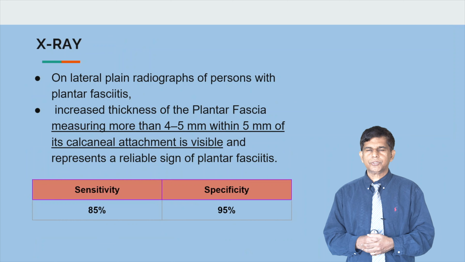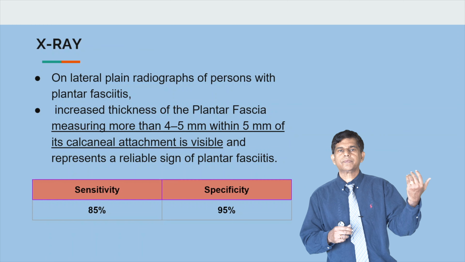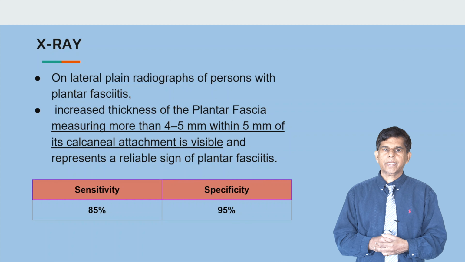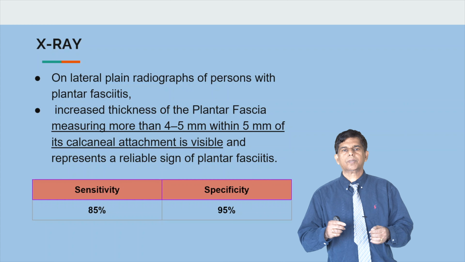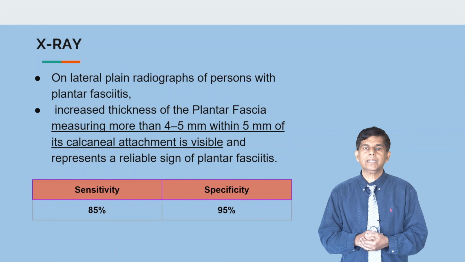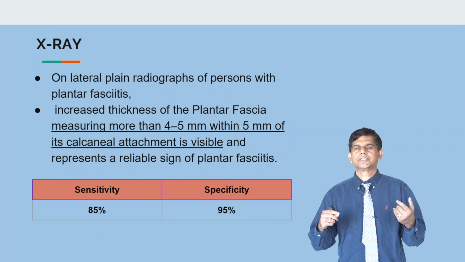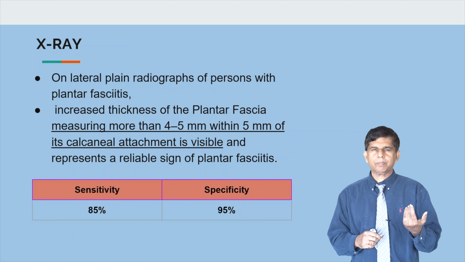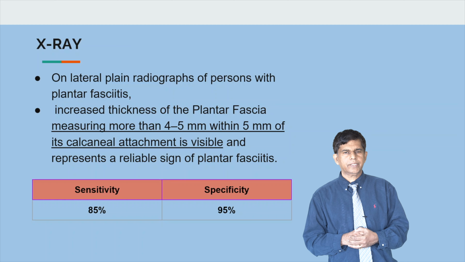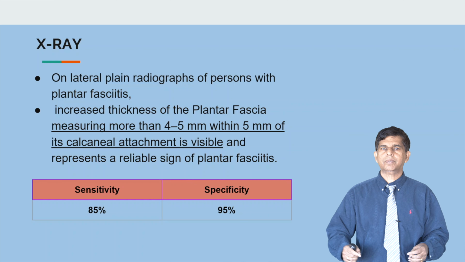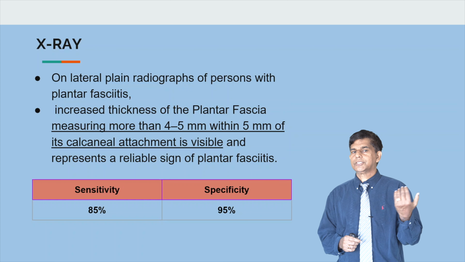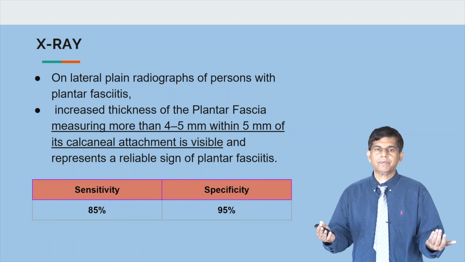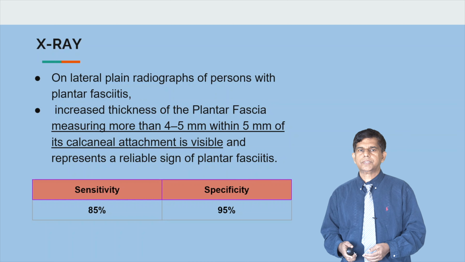Now, let's do some x-rays. What are the sensitivity and specificity? It's pretty good. When you order the x-ray, you have to do the lateral plain radiograph to pick this up. You look at the thickness of the plantar fascia, measuring 4 to 5 millimeters. Within 5 millimeters, the calcaneal attachment is visible, and that represents a reliable sign for plantar fasciitis. Again, let's bring in the numbers. How good is this X-ray? Sensitivity is 85%, specificity 94%. So anytime you have a test that high, it's a pretty good test, right?